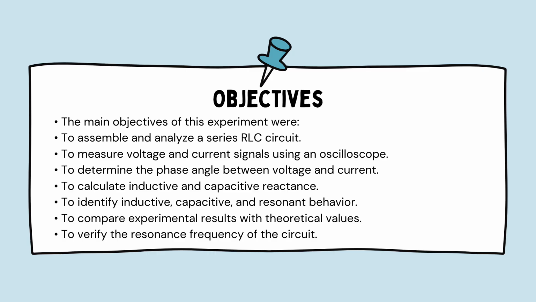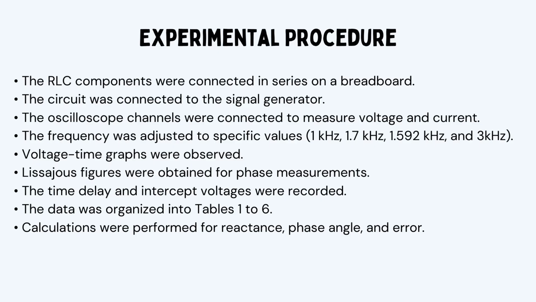using an oscilloscope, determine the phase angle, calculate inductive and capacitive reactance, identify inductive, capacitive, and resonant behavior, compare experimental results with theoretical values, and verify the resonance frequency. To support the experiment, I used the reactance formulas for the inductor and capacitor and the phase angle relationship for a series RLC circuit. I also calculated the experimental phase angle using oscilloscope-based measurements and then computed percent error by comparing experimental and theoretical values.